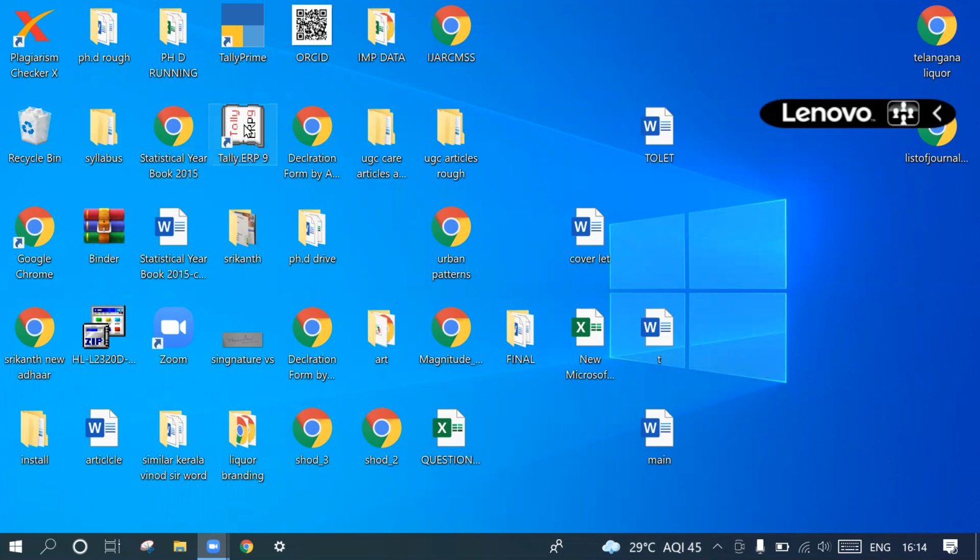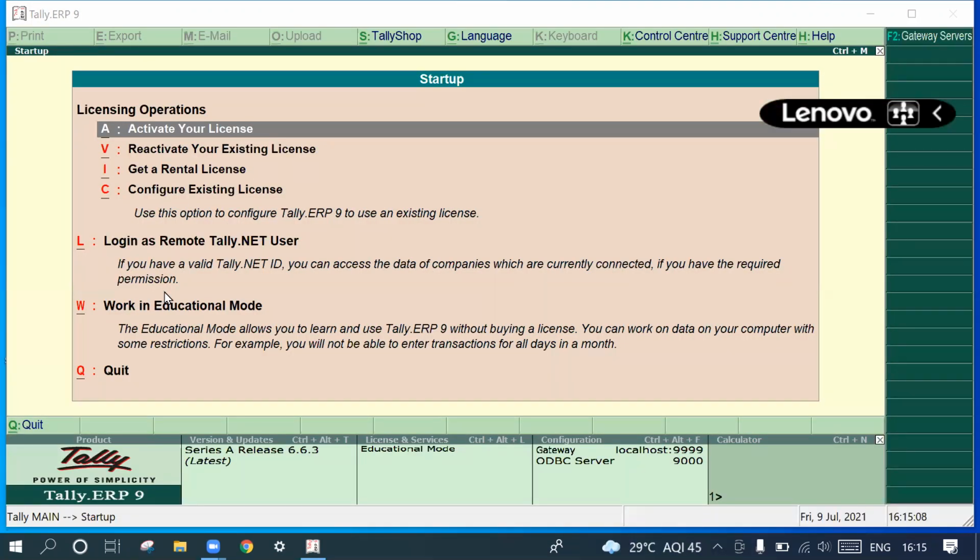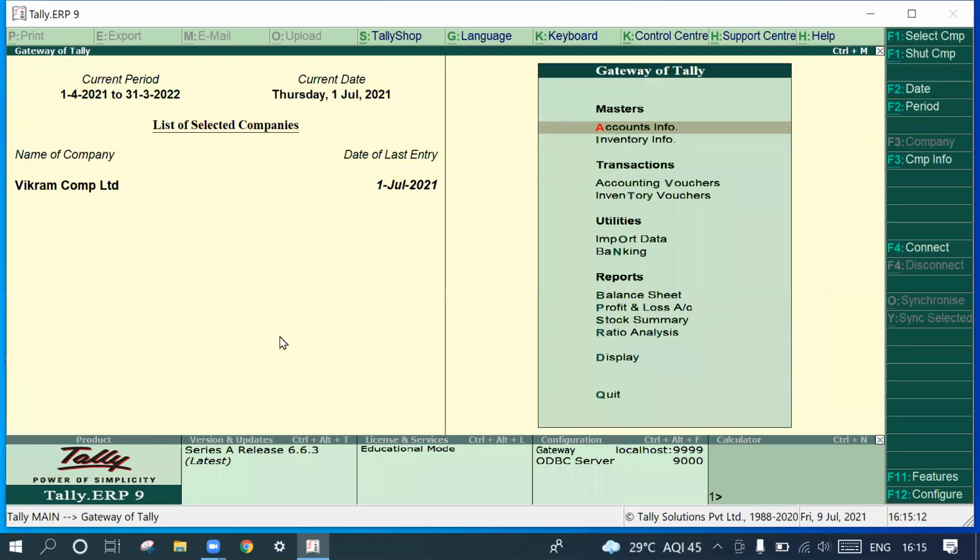So this is the shortcut for Tally ERP9. I'm clicking on this. Yes, now we are in the Tally. And we shall see, yes, I am clicking on work in educational mode.